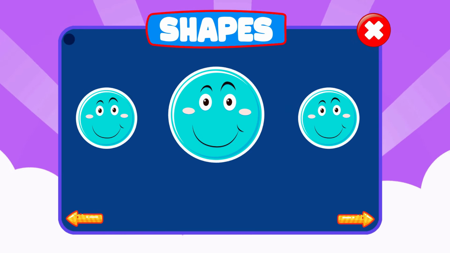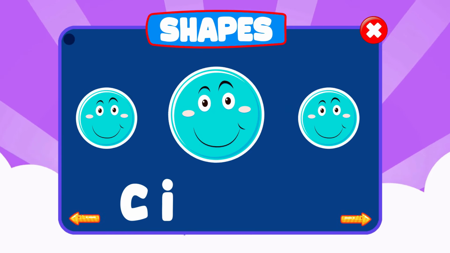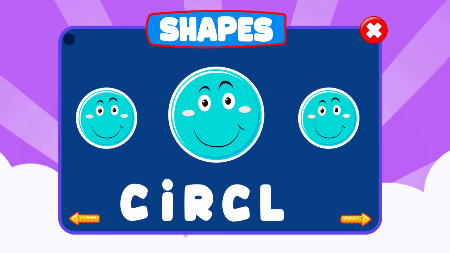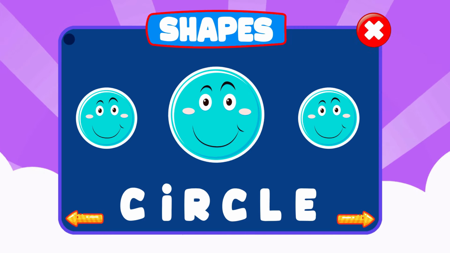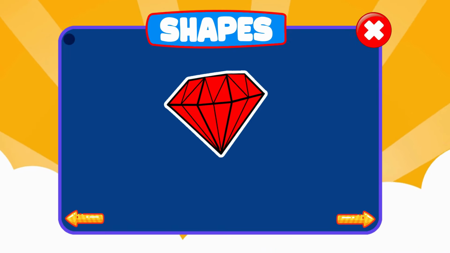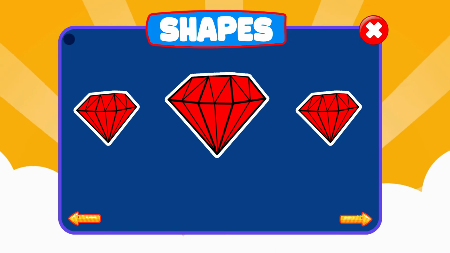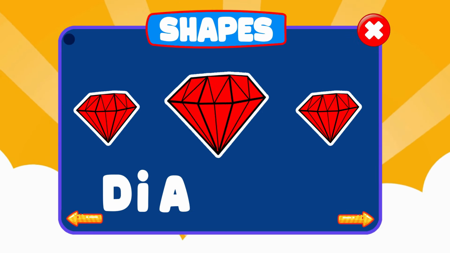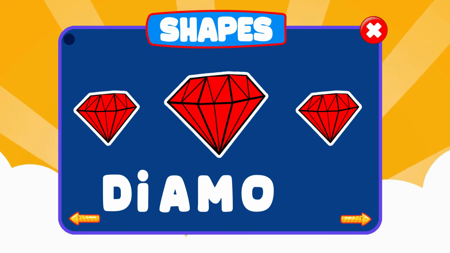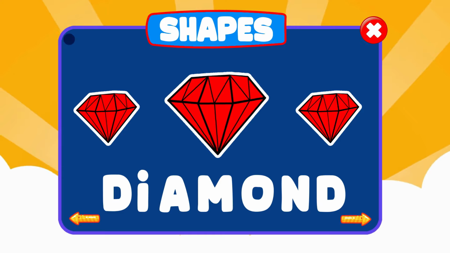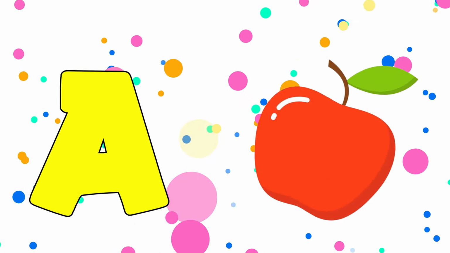Circle. C, I, R, C, L, E. Circle. Diamond. D, I, A, M, O, N, D. Diamond.